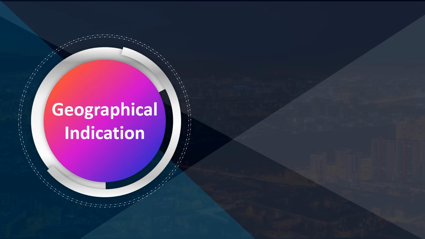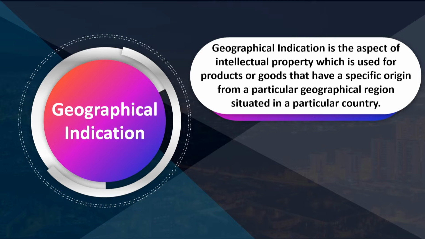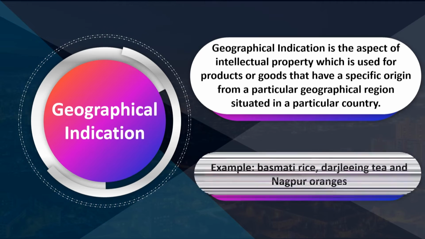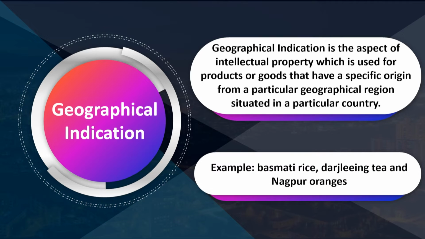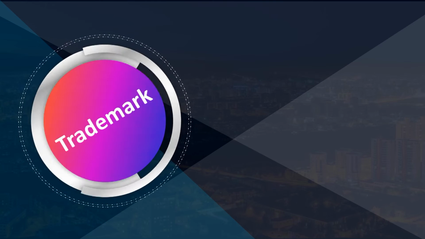Geographical indication. Geographical indication is the aspect of intellectual property which is used for products or goods that have a specific origin from a particular geographical region situated in a particular country. For example, in our country, some geographical indications are Basmati rice, Darjeeling tea and Nagpur oranges. That means the tea which is grown in the area of Darjeeling, that is a geographical indication and is known as Darjeeling tea.